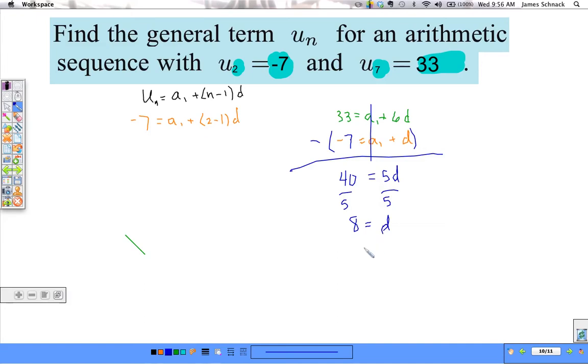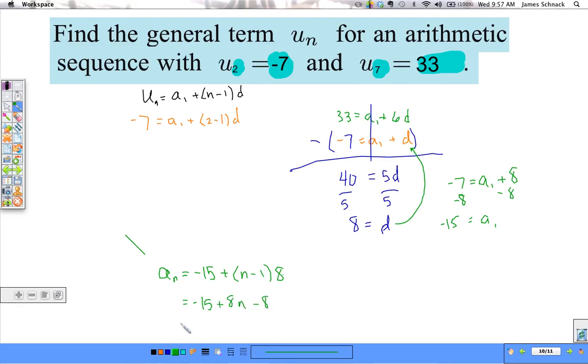What else do I need to write my rule? I need the first term to write my rule. We can find that by back substituting. We can take this d, plug it back into one of the original equations, and find that missing value, that first term. -7 equals a(1) plus 8. a(1) is -15. So my rule, my general term, a(n) equals -15 plus n minus 1 times, not d anymore, but 8. And we can simplify this. -15 plus 8n minus 8. -23 plus 8n is what this problem is looking for.